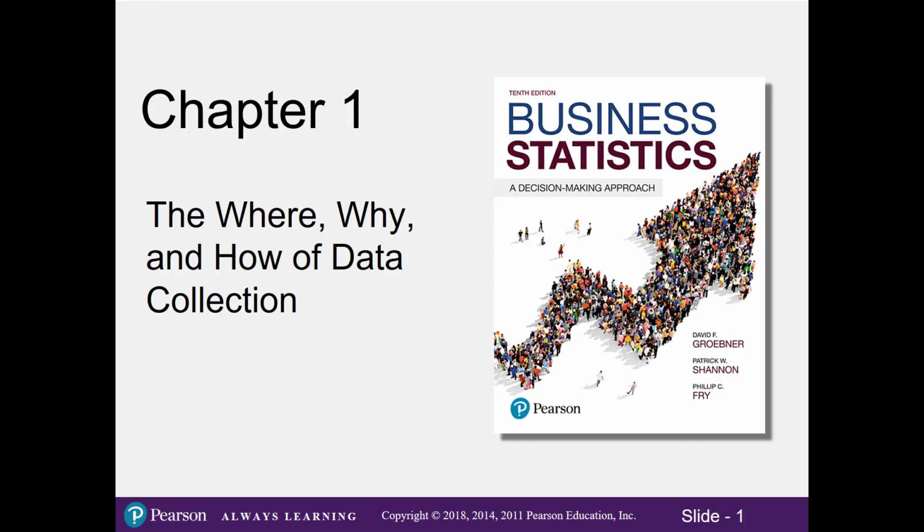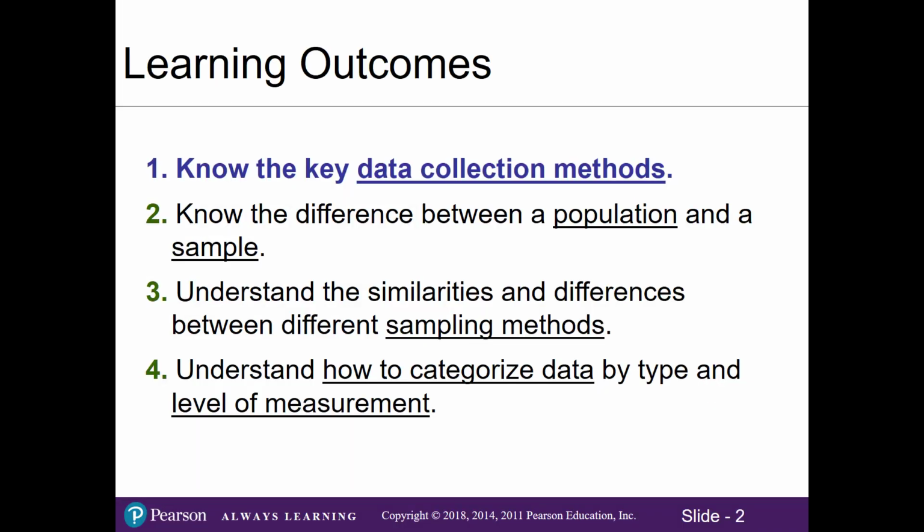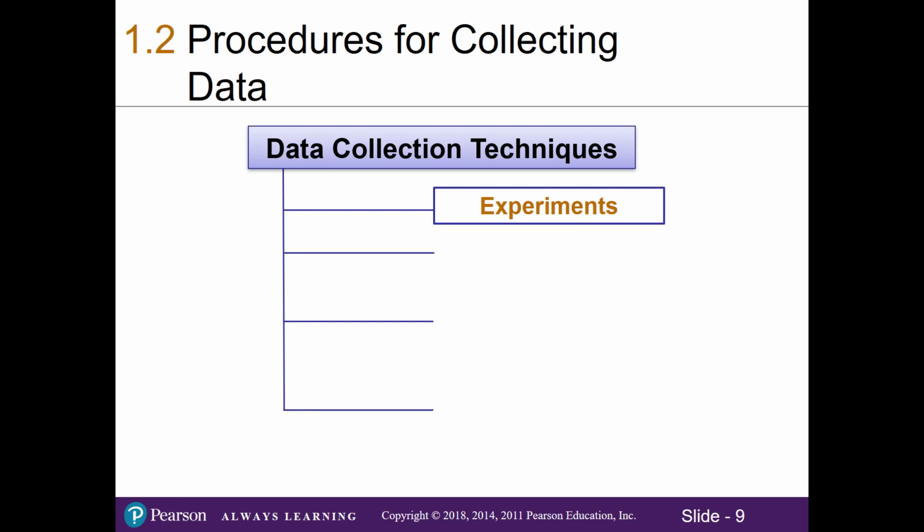Chapter 1, the where, why, and how of data collection. In this video, we'll be focused on the different data collection methods companies often use to gather data. The first form of data collection we'll talk about is experiments. An experiment is a process that produces a single outcome whose result cannot be predicted with certainty. That's why we run the experiment, to see what happens.